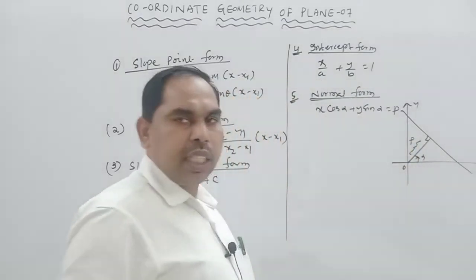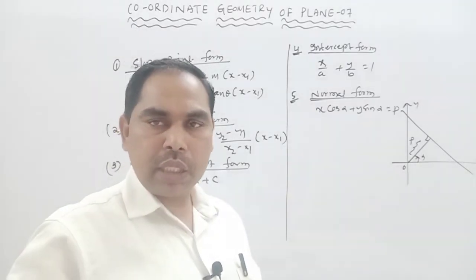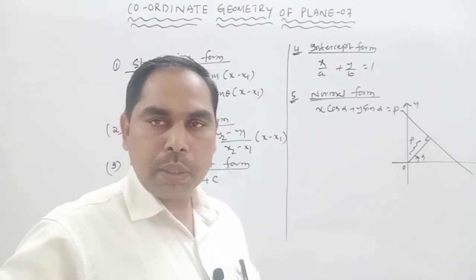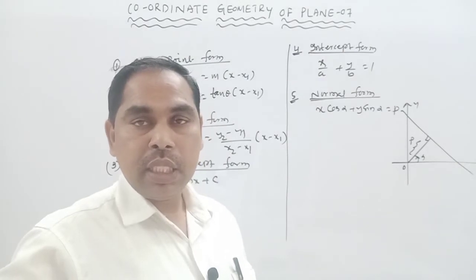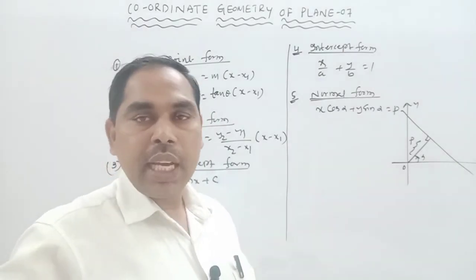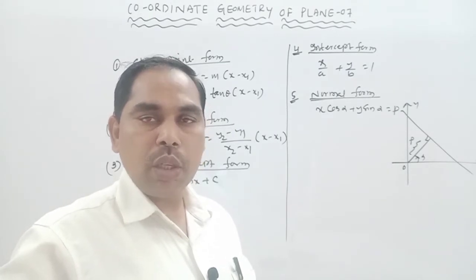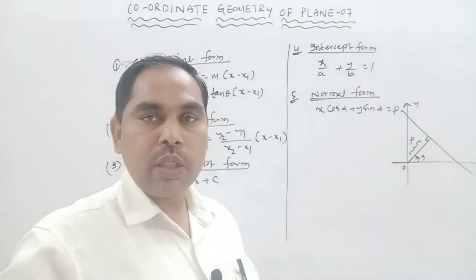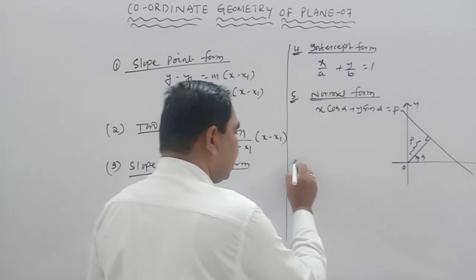So alpha is the angle made by the perpendicular with positive x axis in positive sense, and the length of the perpendicular drawn from the origin to the line is small p. So the equation of the line in normal form is x cos alpha plus y sin alpha is equal to p.